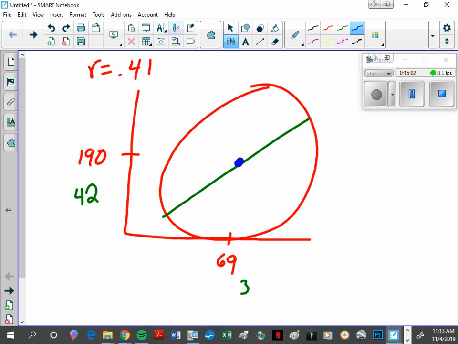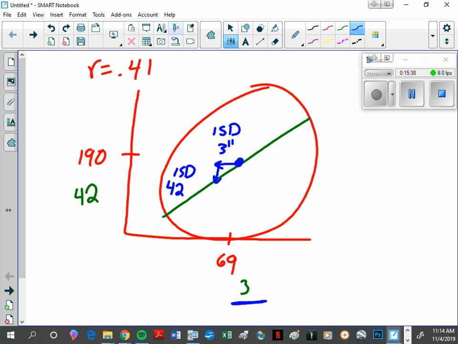So we go from the point of averages and we go left, how far? 3 inches. So we go left 3 inches, which is 1 SD, because that is the SD of my x's. Which means I need to go down 1 SD. But how far is 1 SD on the y-axis? 42. And when I go down 42 pounds, I went too far.